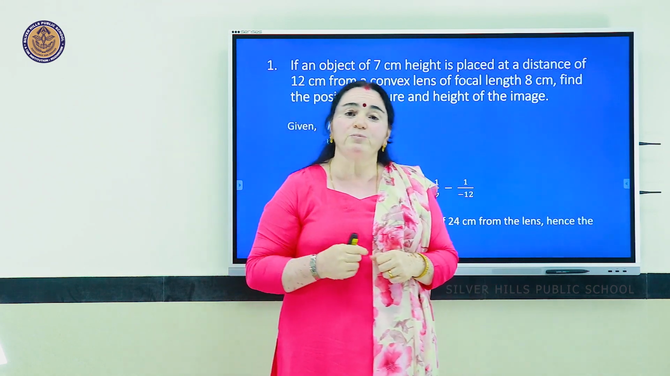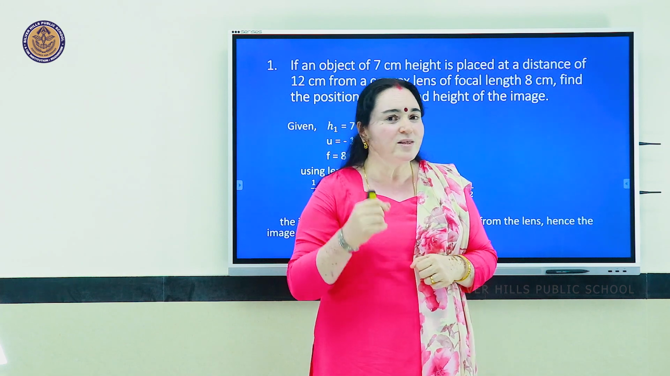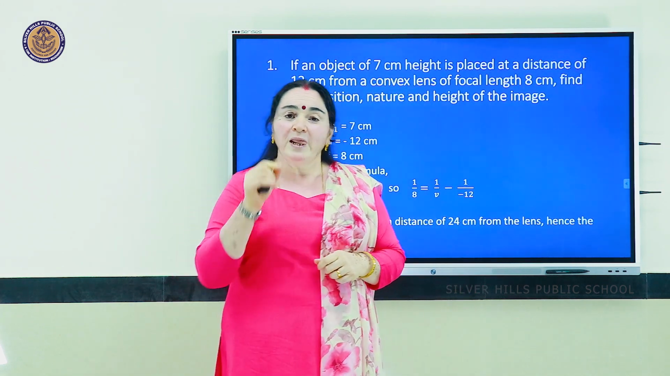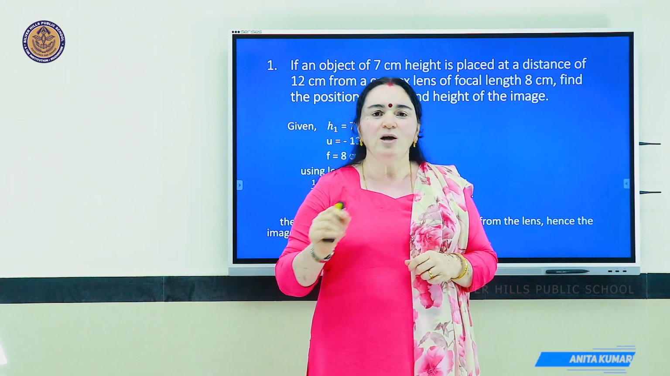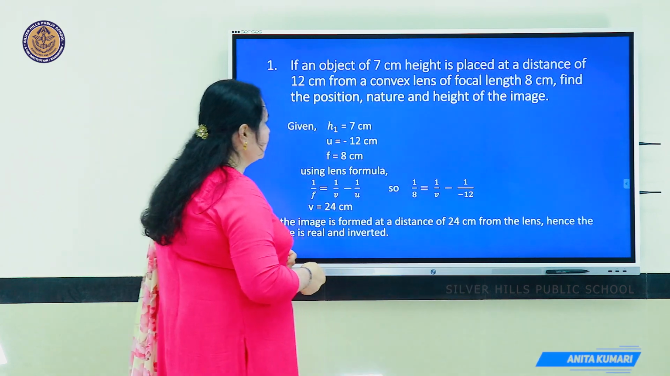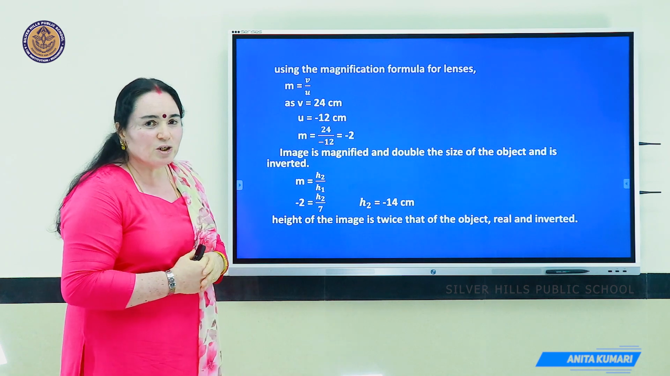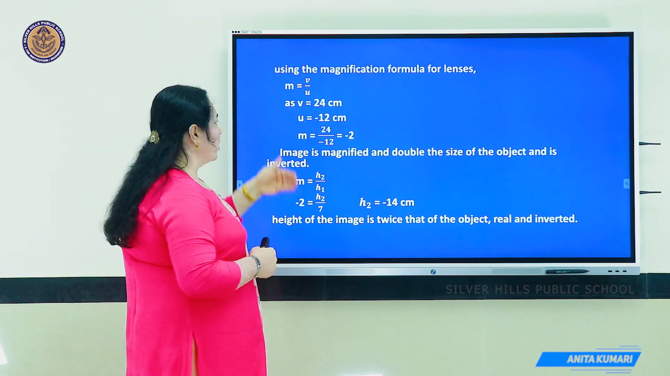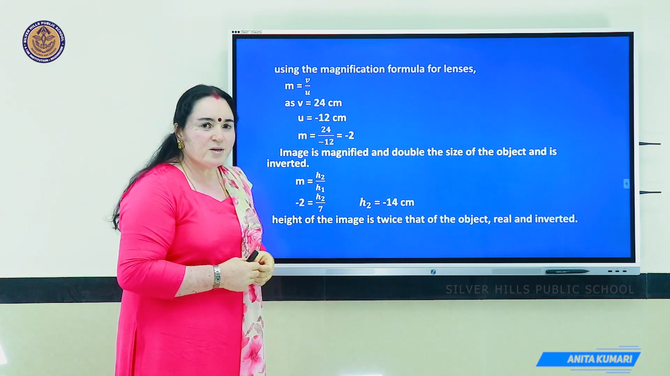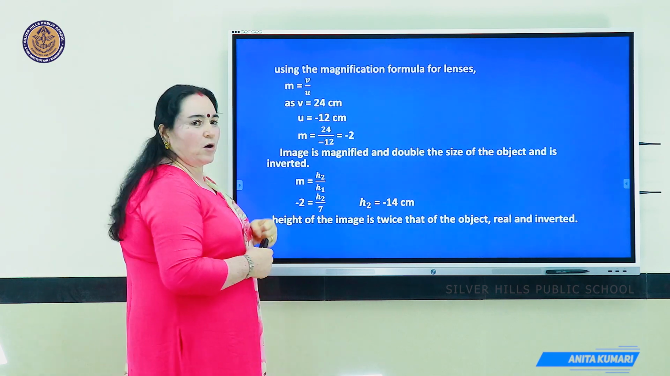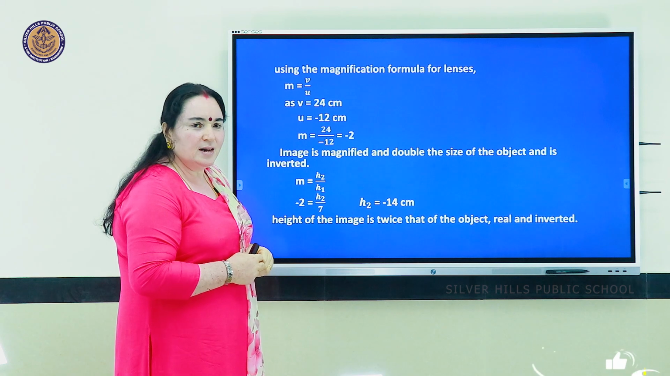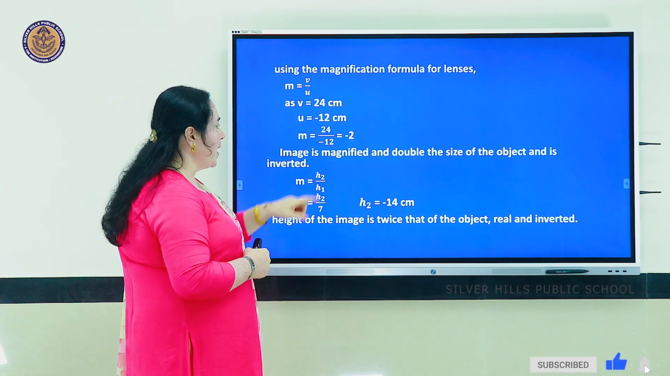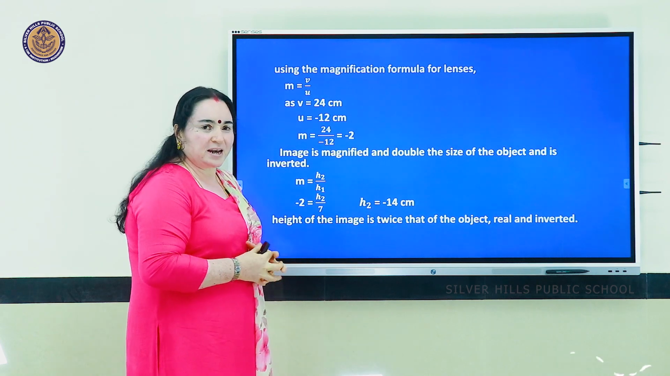So, height of the object is known for us. What is the formula that we are going to use? Magnification is equal to image distance by the object distance. Just check this out. Using the magnification formula, m is equal to v by u. We got the value of v as 24 centimeter, and u is already given to us as minus 12 centimeter. Substitute those values. What are we getting over here? Minus 2 is the magnification.